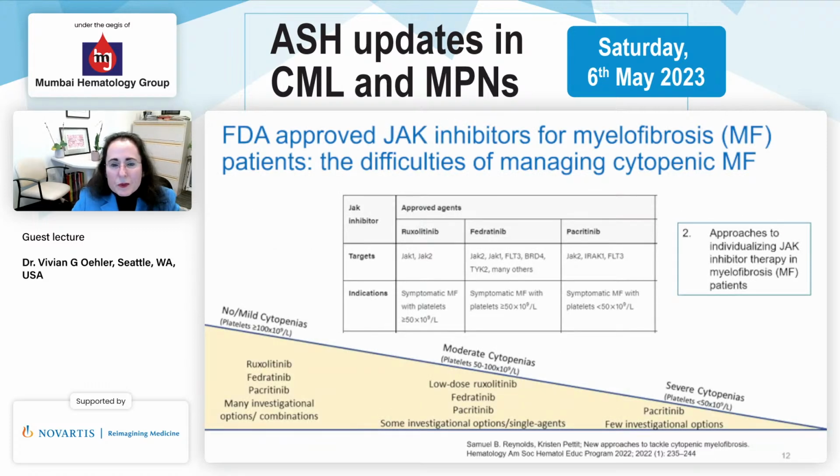So we all know for the management of primary myelofibrosis, there are several JAK inhibitors available in the US, which are indicated for patients with symptomatic myelofibrosis. Ruxolitinib and fedratinib are indicated for patients with platelet counts greater than 50,000, and pacritinib in the US was approved for patients with low platelets. However, as many of you know, managing these patients with MF with moderate to severe cytopenias is difficult, and several abstracts at ASH in 2022 focused on approaches to individualize JAK inhibitor therapy in these patients.